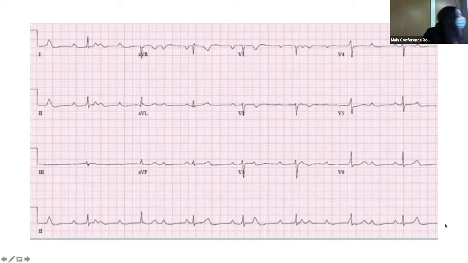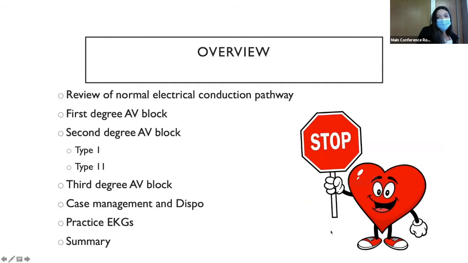Good. All right, so at the end of the presentation, we're going to go through this EKG together, okay? Good job. All right. So first, to start off my talk, I'm going to just review the normal conduction pathway because I think we should just review normal before we talk about anything abnormal. I'll go over first degree block, and then type 1 and type 2 of second degree. We'll talk about third degree, and then as I just mentioned, we're going to go back to the case and review the EKG and dispo for this patient. And then I've got some practice EKGs at the end if we have time.